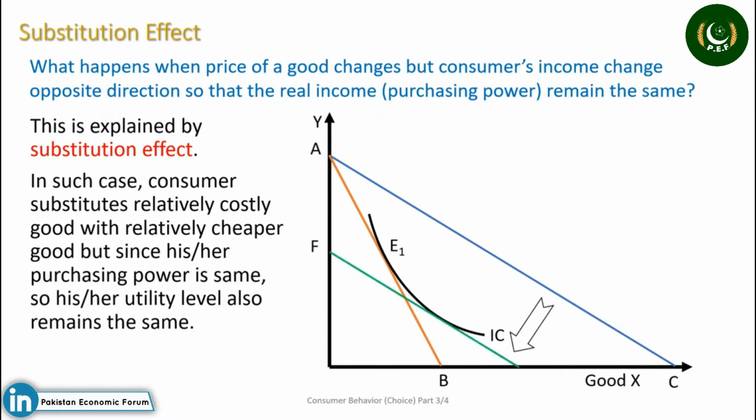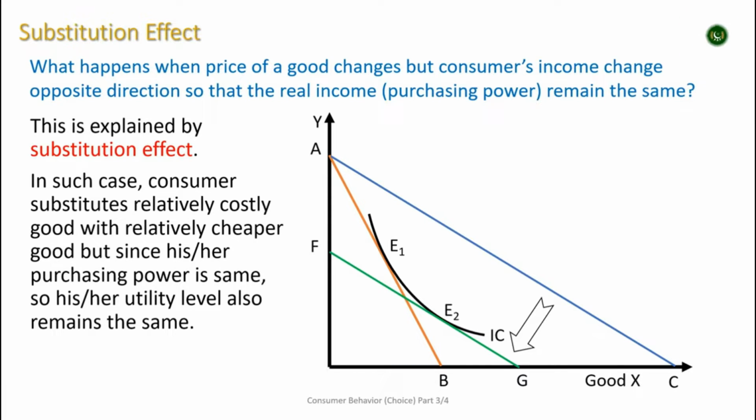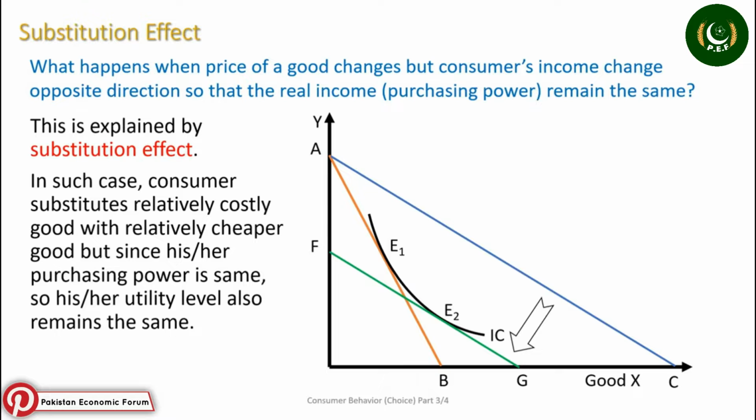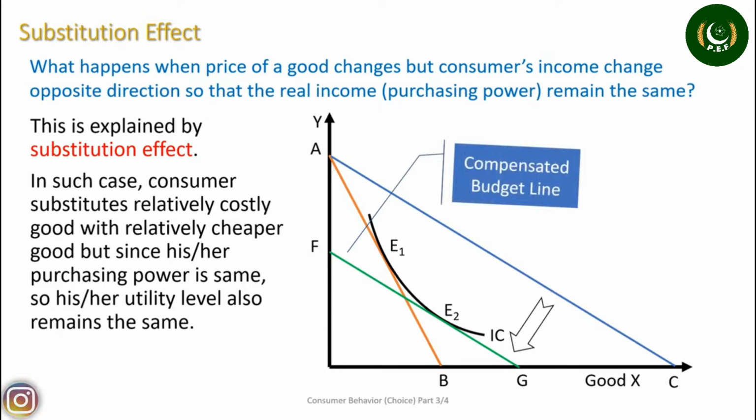The new budget line AC will in fact shift backward, and it will shift so much that the purchasing power should remain the same as it was at E1. According to J.R. Hicks, this can be represented by shifting the budget line so much as it becomes tangent to original indifference curve. This happens when the new budget line, which is also called compensated budget line, represented by FG, becomes tangent to original indifference curve at point E2.